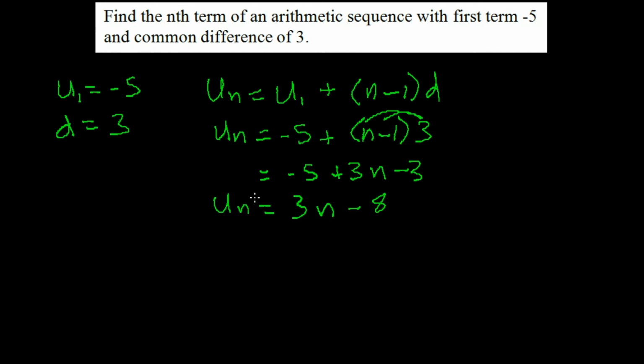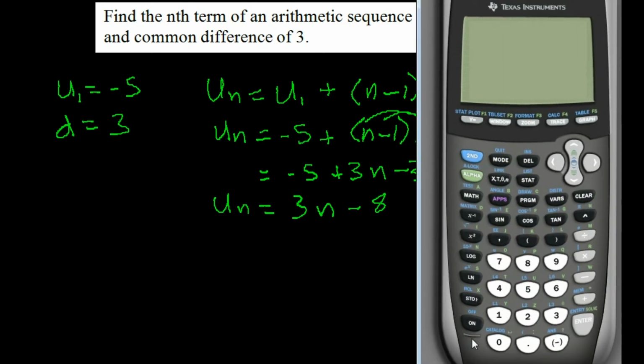So now we'll enter this into our calculator and graph this sequence. So go ahead and get out your calculator, turn it on. We're going to want to make sure we're in sequence mode. Go to y equals, clear anything out that you have there. And we're going to enter in our n minimum is 1. Our function is 3n minus 8, and we are starting with the first term of negative 5. Okay, hit graph, and there's your sequence.